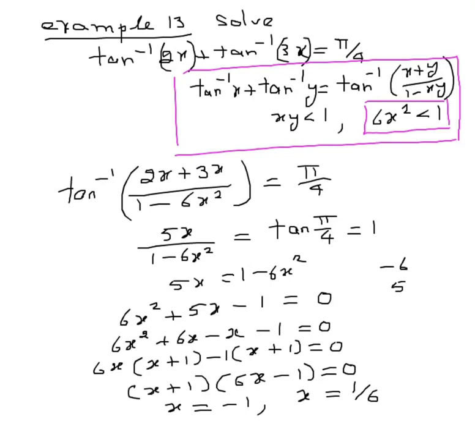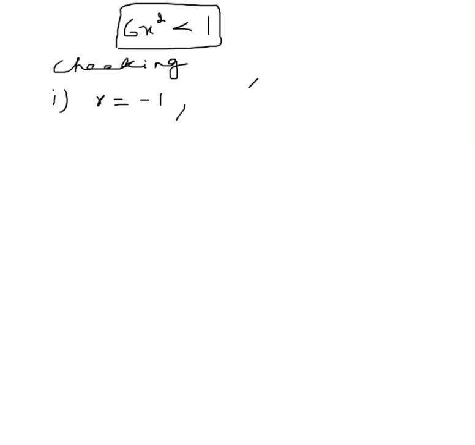So I have told you, while solving the inverse trigonometric equations, if you get more than one solution, always check your answers. You can check in the given equation, or you may check in this given condition. The condition was 6x square should be less than 1. So let us check. The first solution is x is equal to minus 1. 6 into minus 1 the whole square, which is 6. 6 is not less than 1. Therefore, x is equal to minus 1 is not a solution.